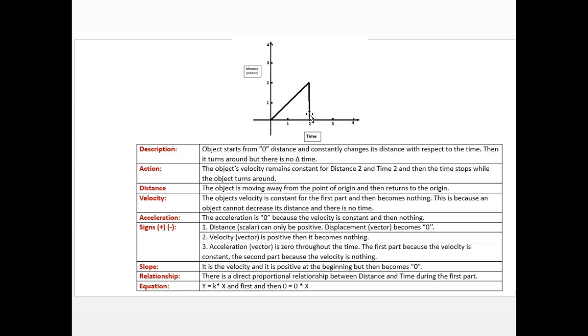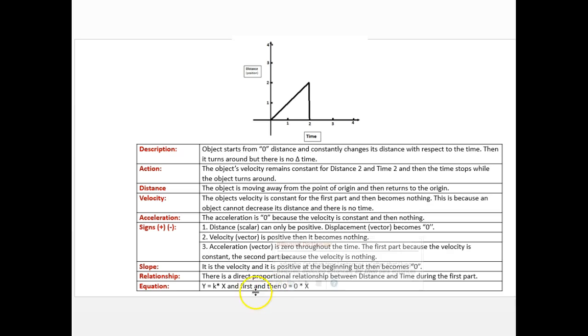The velocity starts out positive and then it becomes 0. Acceleration is 0 throughout the entire section. In the first part, the acceleration is 0 because the velocity is constant. And in the second part, acceleration is 0 because velocity does not really exist. The slope is the velocity. The slope is positive at first, and then it becomes 0. It becomes nothing, really. Well, I guess you could call that 0.